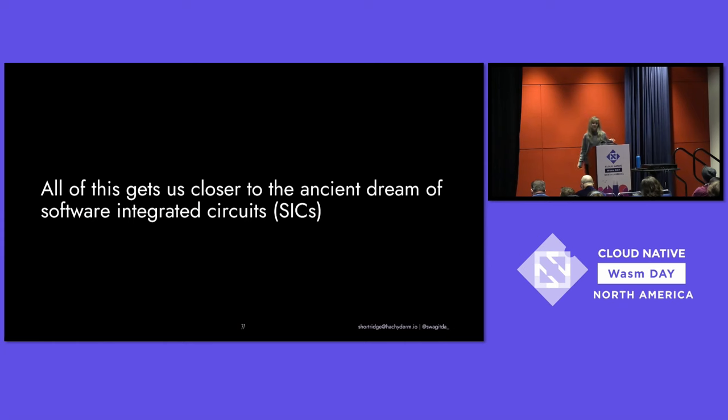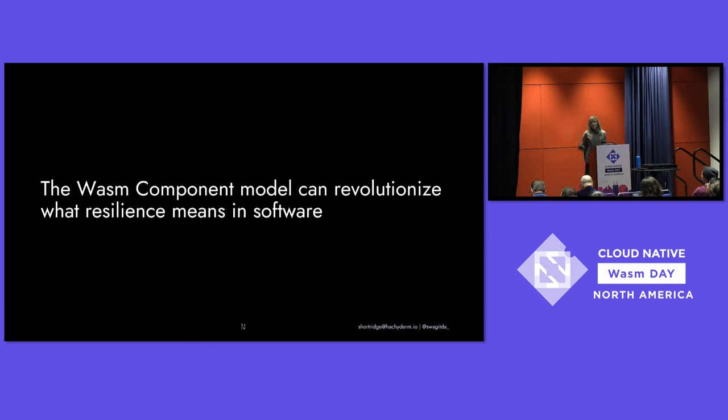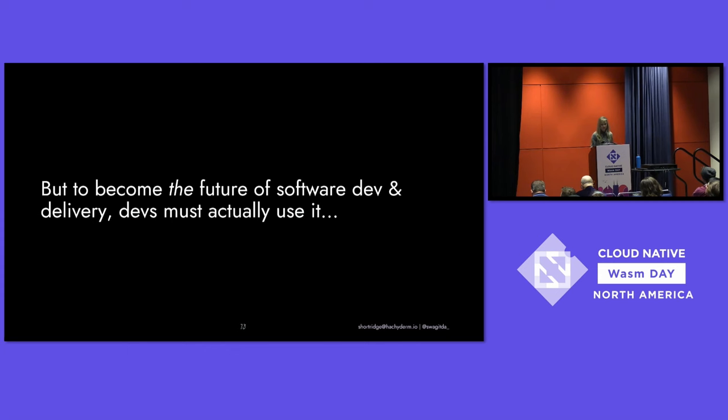So Brad Cox, who invented Objective-C, believed reusable components would revolutionize the software industry very much in the same way that interchangeable parts created the Industrial Revolution, right? This vision wasn't fully realized before Cox's death, but I believe that the Wasm component model can get us there. It means that we can sustain resilience by design, which is what we want. We don't want developers to have to think about it. We can do that through modularity and isolation. We can also enable a really powerful new paradigm for how we build software at the same time.